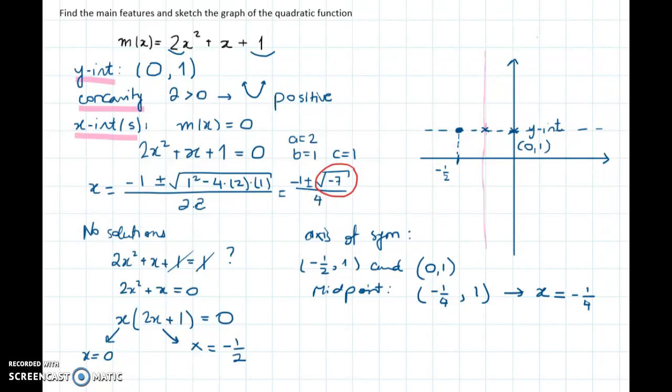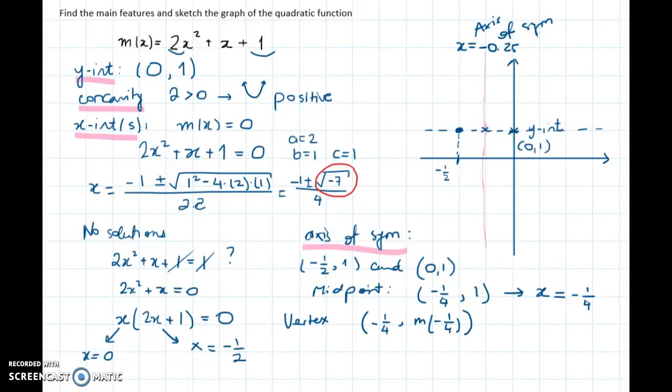So we got the axis of symmetry, so now we know a little bit more about our quadratic. Let me write axis of symmetry x equal minus 0.25. It's just missing the vertex. So we need to find what is the result of applying our function to the point minus 1/4. So we need to find what is m at that point.